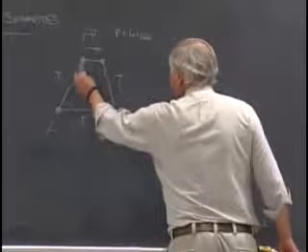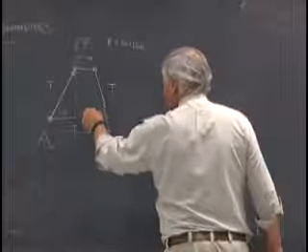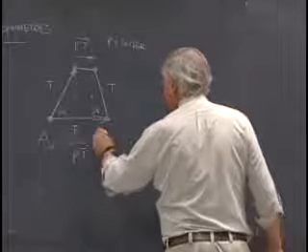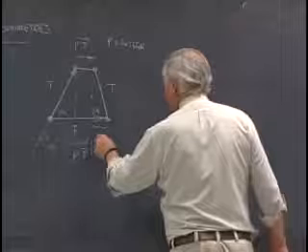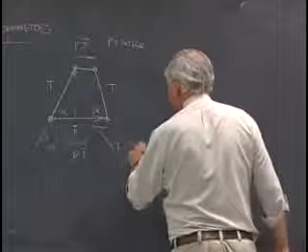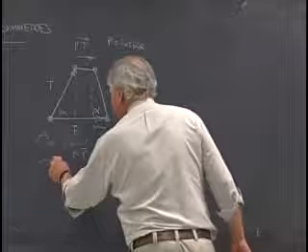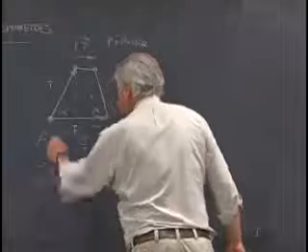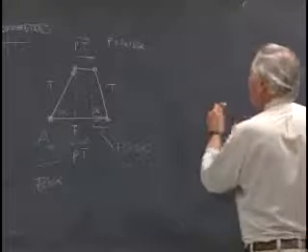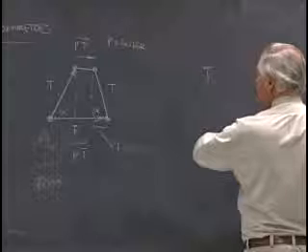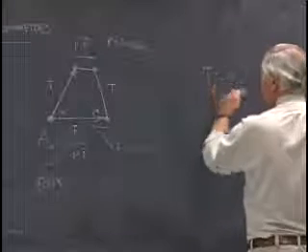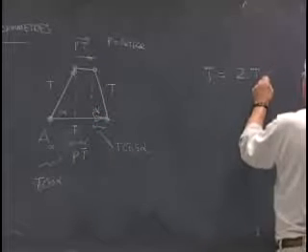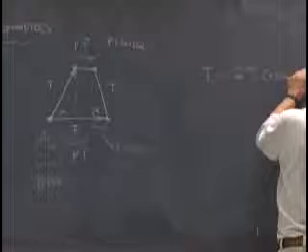Let me drop a perpendicular down to the original translation. So this distance in here is pt. This distance will be t times the cosine of alpha. This distance in here will be t times the cosine of alpha. So in analytic form, then, I can say that my original translation t is equal to t cosine of alpha plus t cosine of alpha, that's 2t cosine of alpha, plus pt.